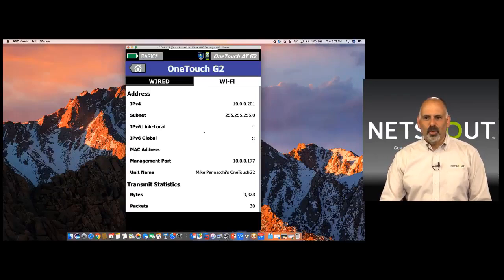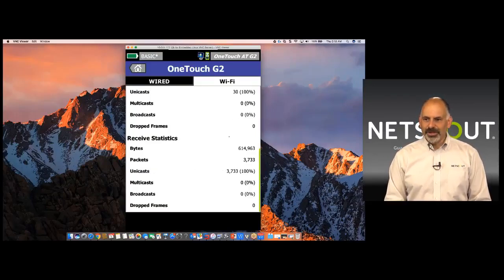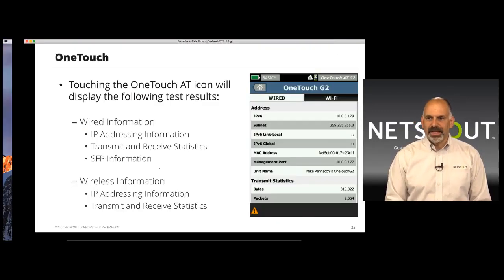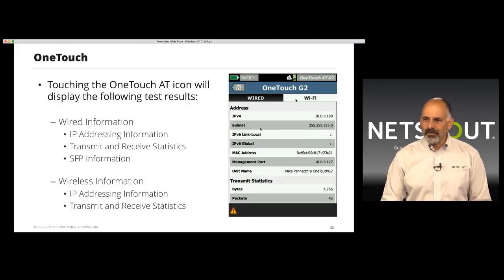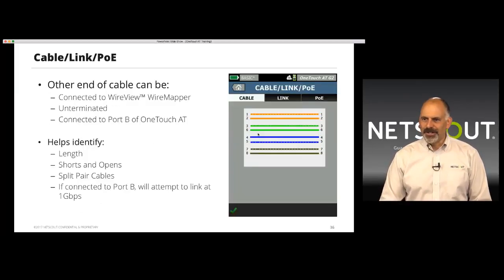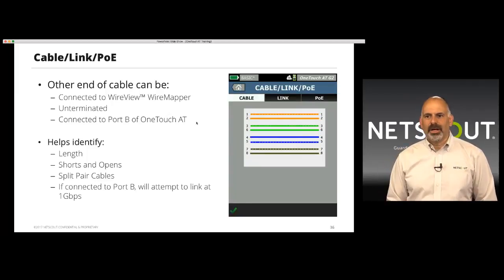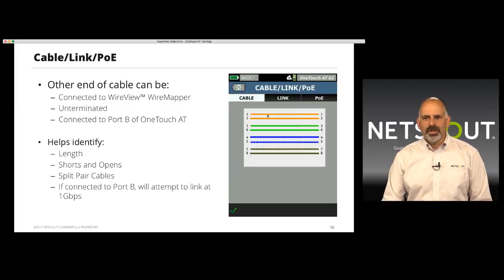Here's the information on our wireless side. So if I click on this, it shows me my wireless information. And I can page down, it gives me some basic information about my connectivity of my OneTouch AT G2. So we can see there's our wired information, there's our wireless information. If we touch the cable on that screen, it's going to show us our cable information. So the other end of that cable can be connected to a WireView wire mapper.